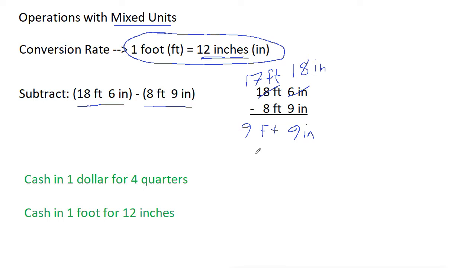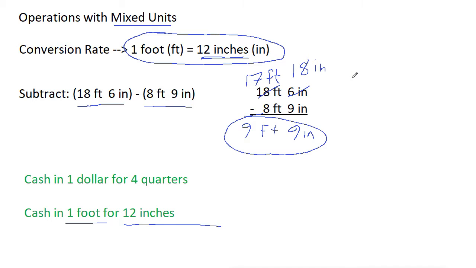Okay, and now if you want to double check, 9 inches is not enough to get another foot. We would need 12 inches. So this is going to be our answer right here. 9 feet, 9 inches. Alright, so again, this idea that we borrowed a foot, but that's 12 inches. That's why we got 18 inches instead of 16 inches. 6 inches plus 12 inches is what we had there.